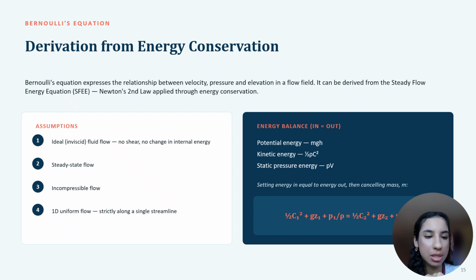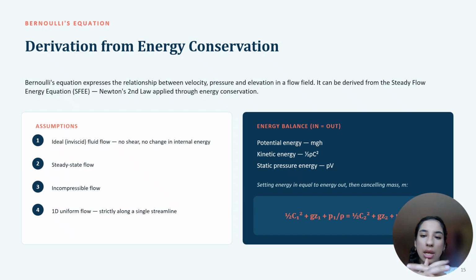This is Bernoulli's. We have four assumptions. First of all, it's an ideal fluid, so no shear, no change in internal energy. Steady state flow, it won't change with respect to time. Incompressible flow, and it's 1D uniform flow. That's a lot of assumptions. That is not real at all, but we want to make things simplified.